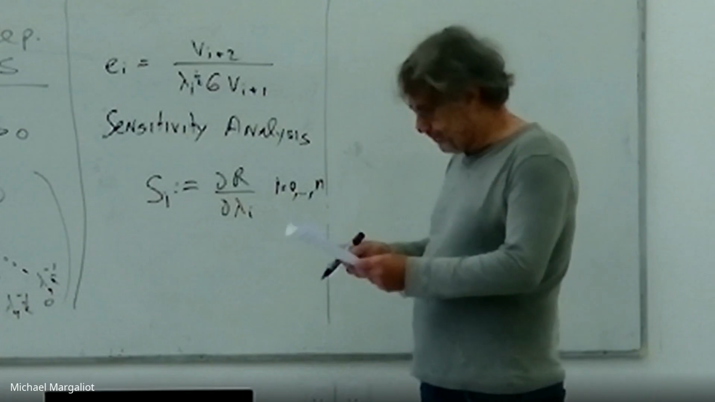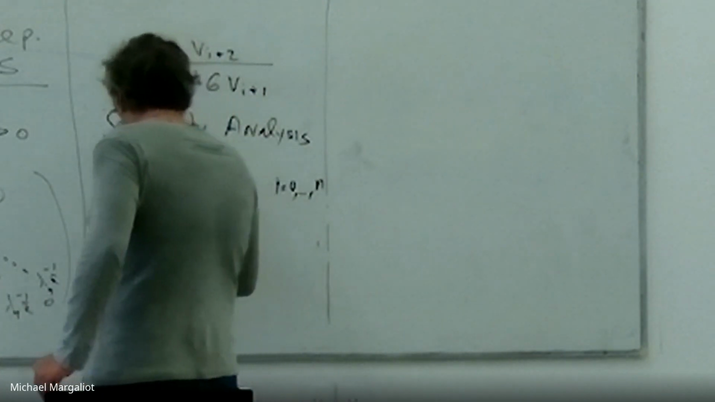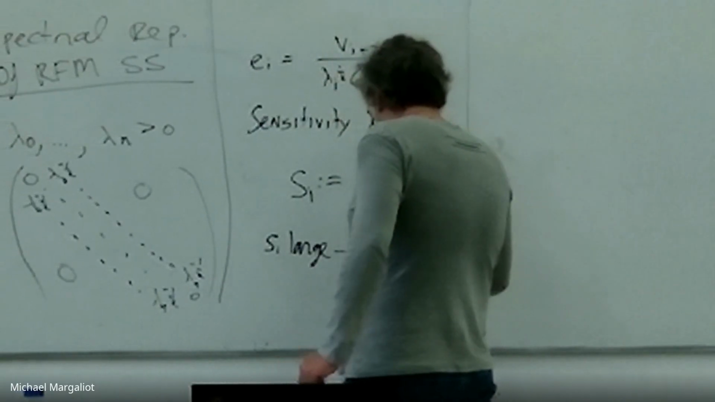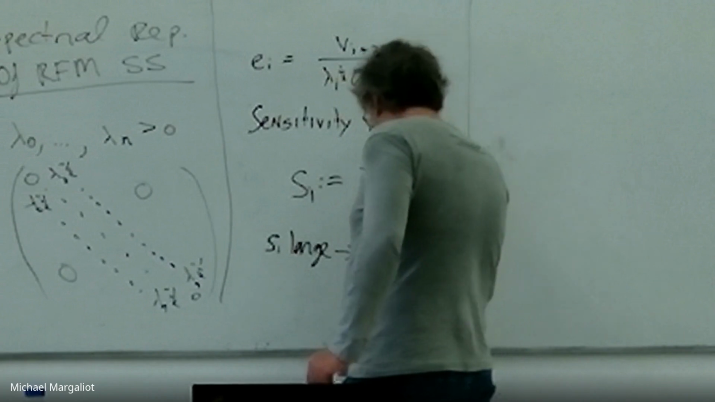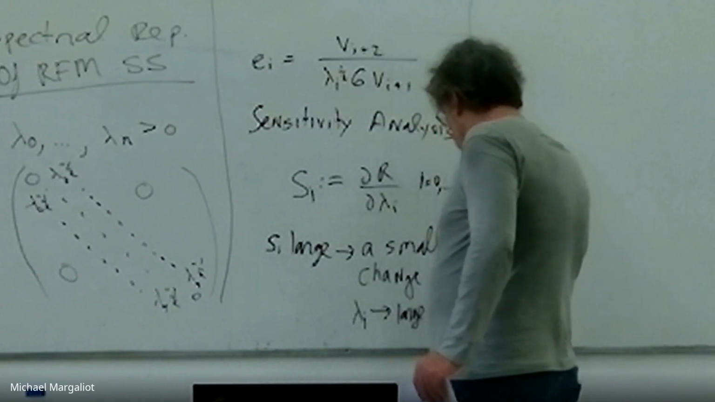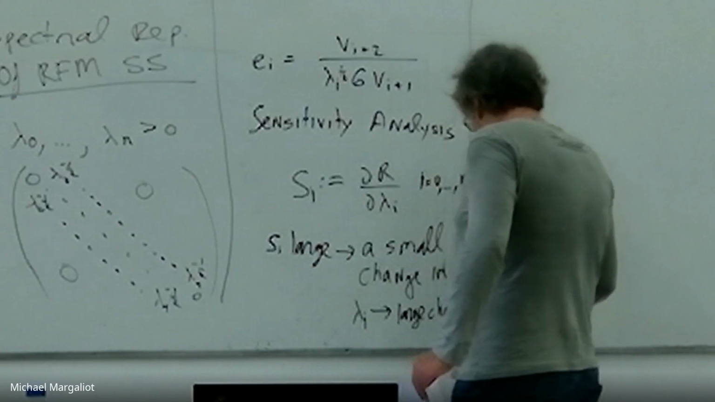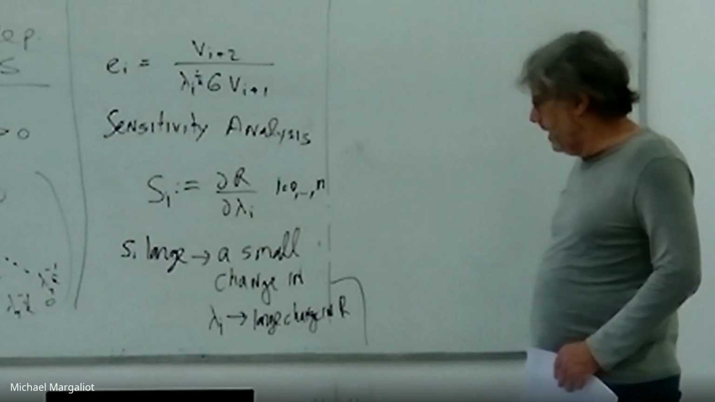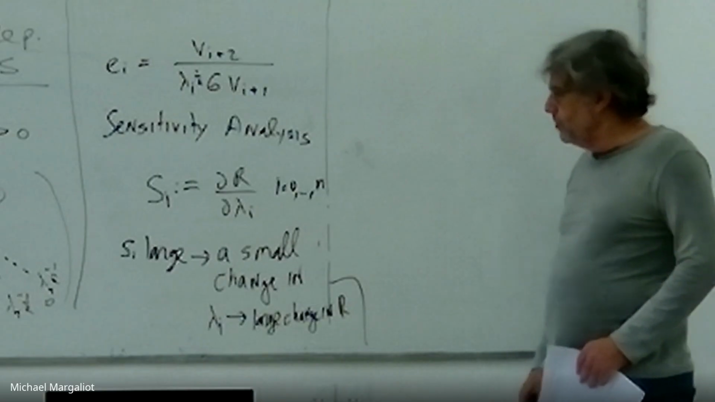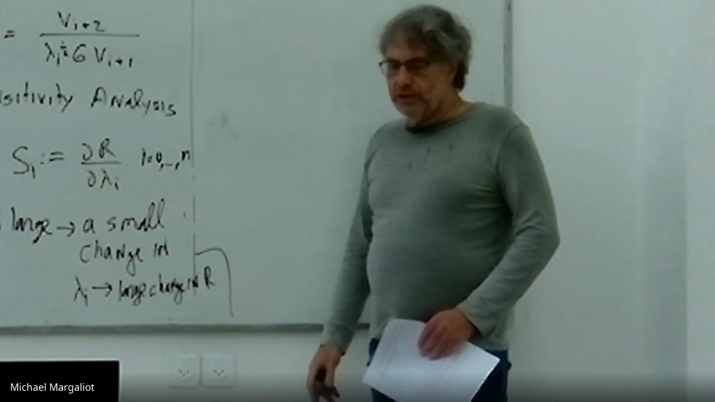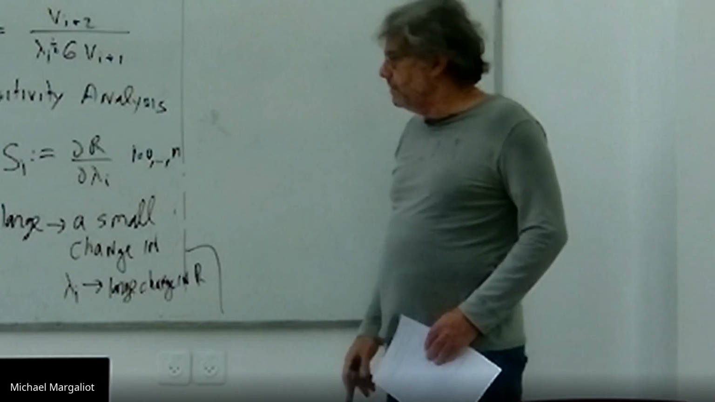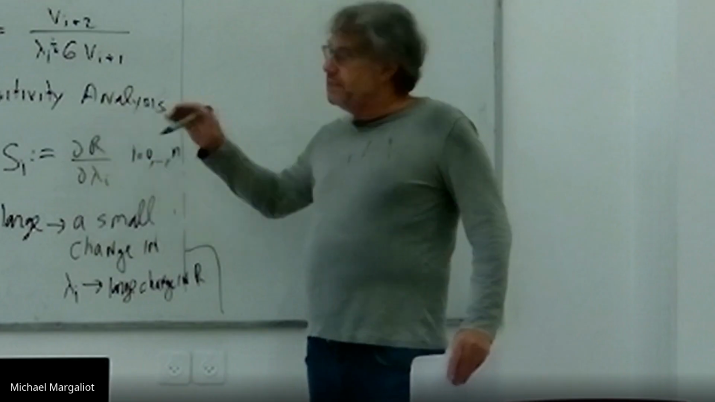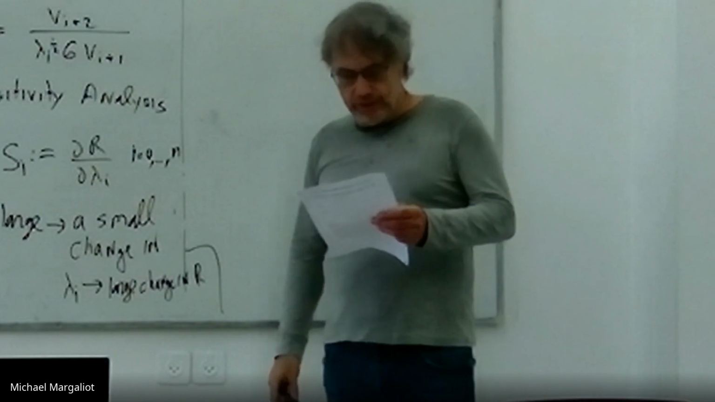So I want to know, for example, that a large S_i would mean that a small change in lambda i will cause a large change in R. And on the other hand, a small S_i would mean that if I make a small change in lambda i, I will also get a small change in R. So in some sense, this can also provide me information as to which lambda i is more important and which lambda i's are less important in the context of, say, maximizing or minimizing the steady-state production rate.